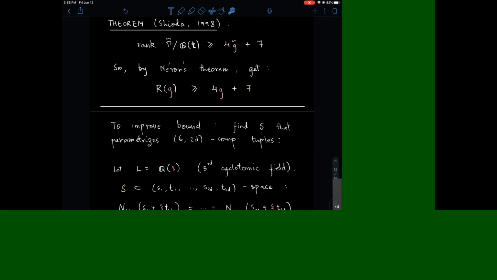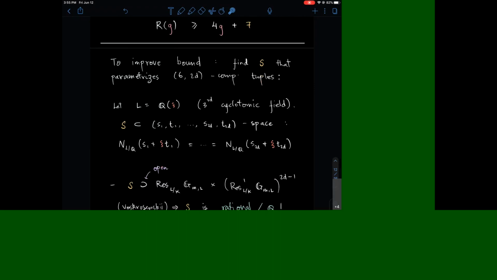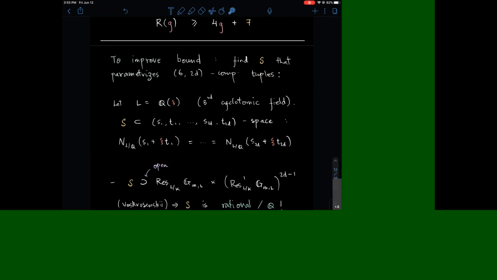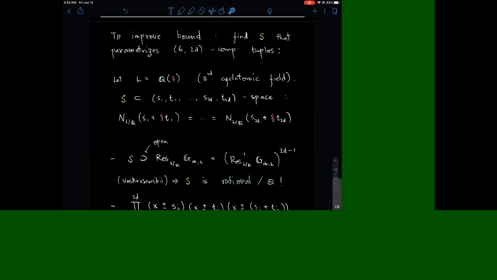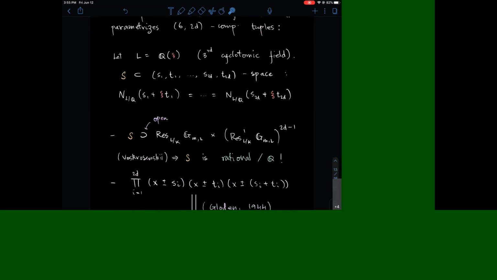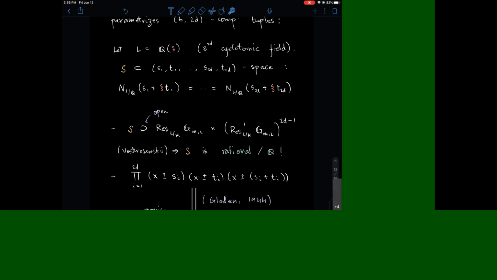And so how do we improve this bound? It really relies on finding that rational variety which parameterizes E 2D composite tuples. And so today we win by finding such a variety that parameterizes 6 2D composite tuples. And so just very quickly, what is this variety? It's basically you take this third cyclotomic field and you take a bunch of variables and you cut out by these norm polynomials. Basically you want a bunch of elements having the same norm.